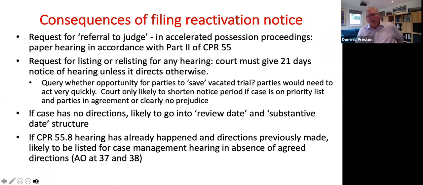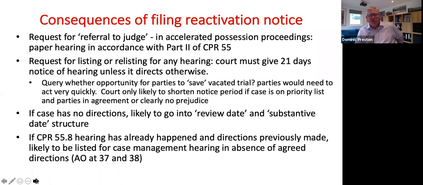And to my mind, the court is only likely to shorten the notice period if your case is on the priority list, the Master of the Rolls' priority list, and there's agreement that there's no prejudice as a consequence of the stay.